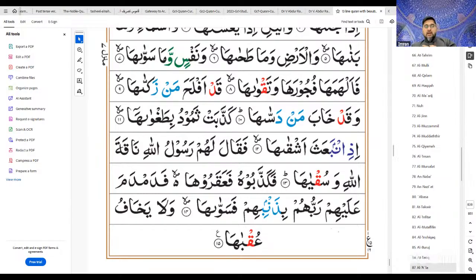This verb here, kadhaba, is the past tense. The present tense will be what?